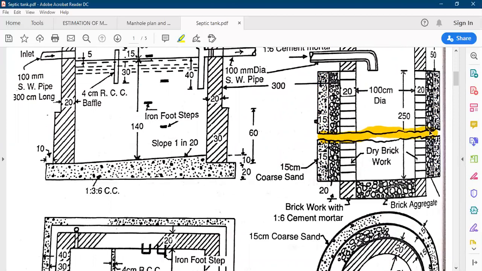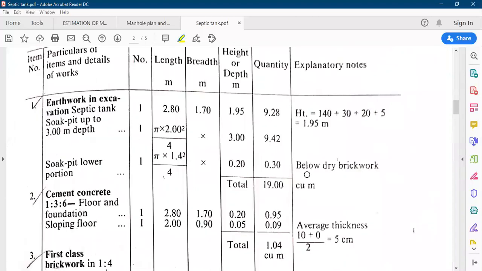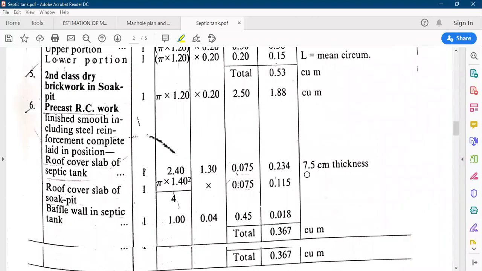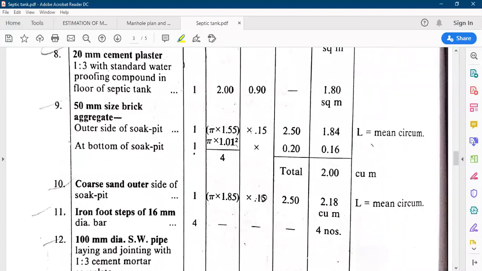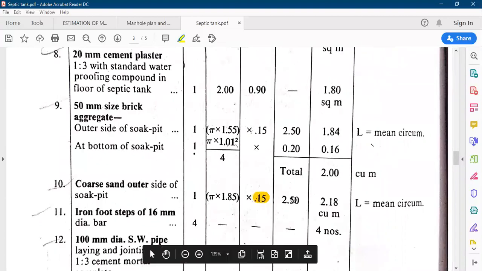So the average diameter, right: 100 plus 20 here plus 20 here, 140, plus 15 here plus 15 here, 170, plus half of the 15, half of the 15 this side. In total it will become 1.85 meter as the diameter. Pi multiplied by d will give the circumference, multiplied by the 15 centimeter width, multiplied by the 2.5 meter height.